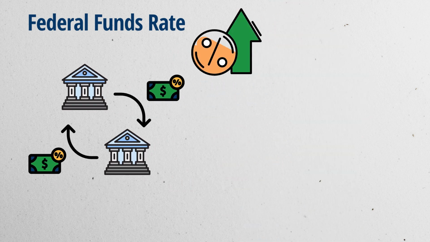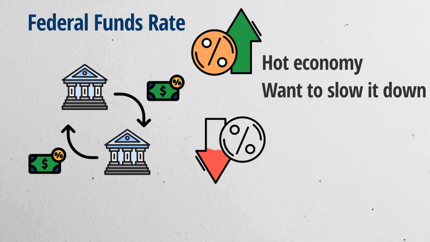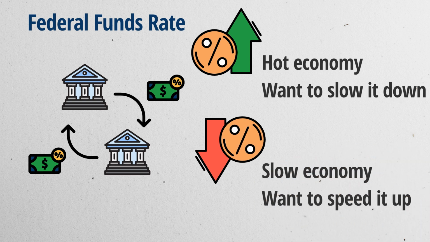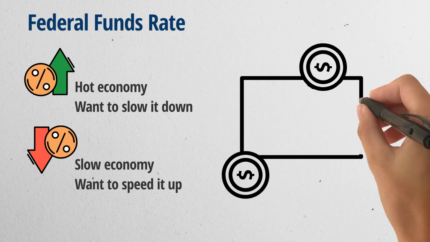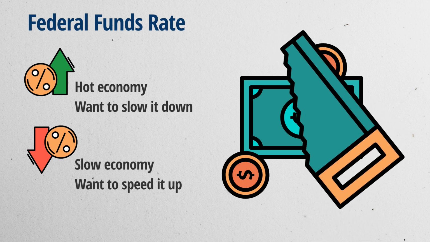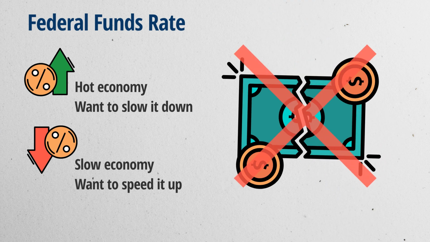When they increase rates, they think the economy is too hot and they want to slow it down. When they decrease rates, they think the economy is too slow and want to speed it up. Most people think that there's nothing you can do but get whipsawed by these moves, but it doesn't have to be like that. If you're smart, you can actually use the Fed to make a lot of money. And that's exactly what I'm going to teach you next.